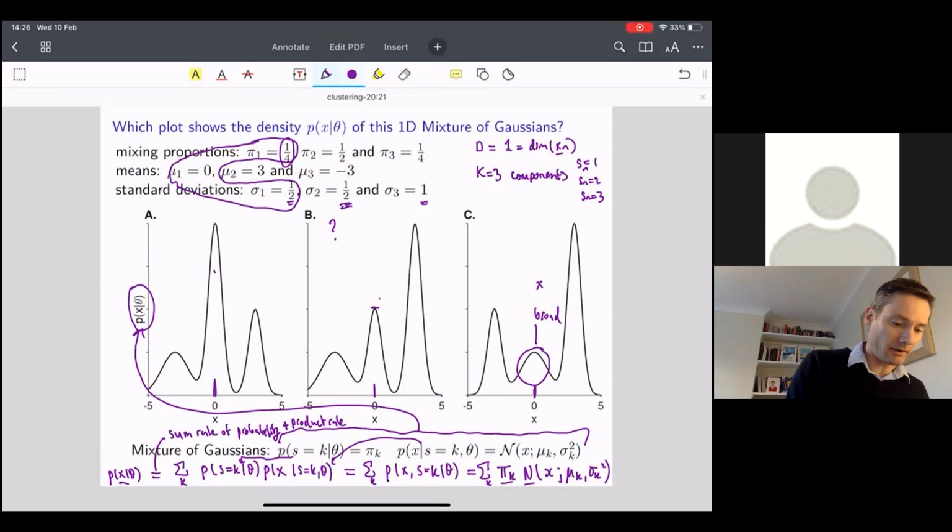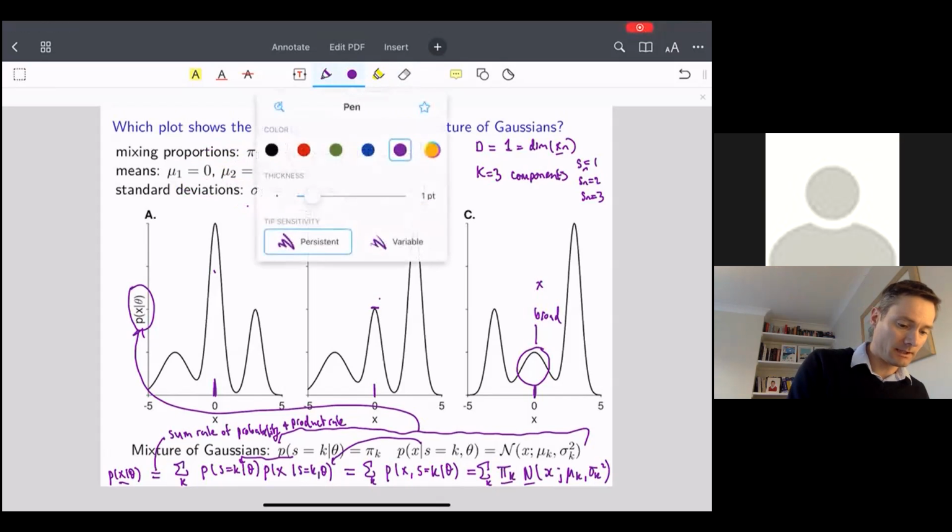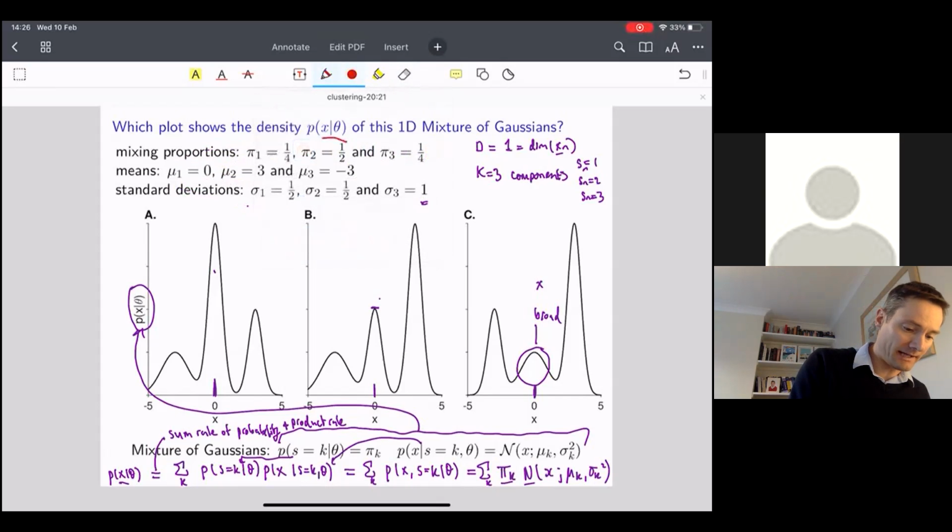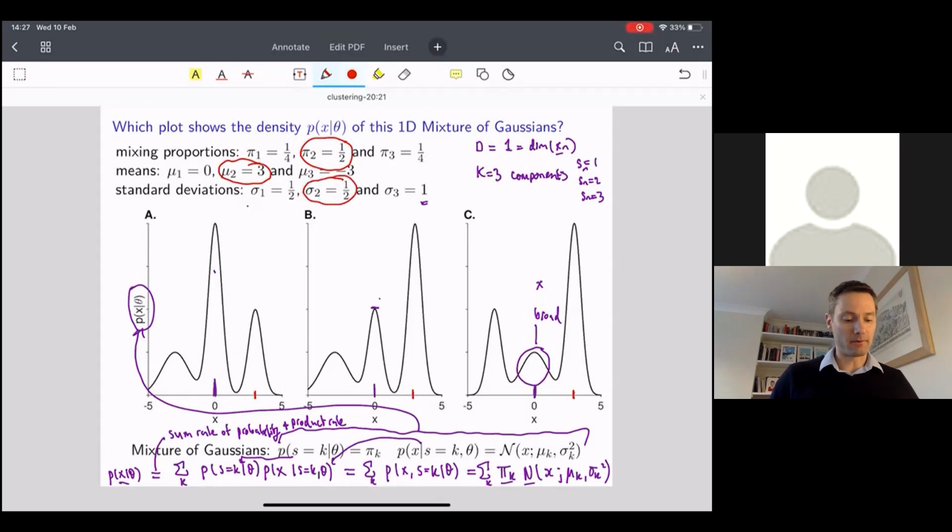So let's look at the second component now and see whether that rules some things in and out. So here is the second component. There's a big chance a priori we come from that cluster. So it will have high mass. It's situated at a mean equal to 3. So it's going to be the one out here. Okay, positive 3. This is the one we're looking at. And it has a narrow variance. It's as narrow as the first one.